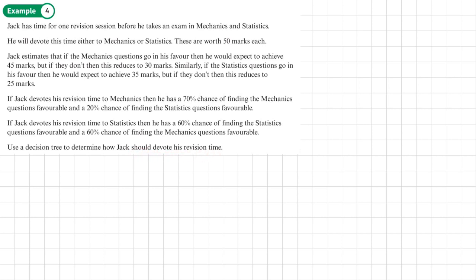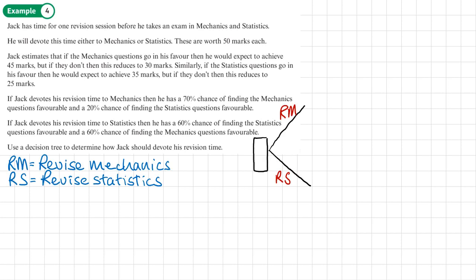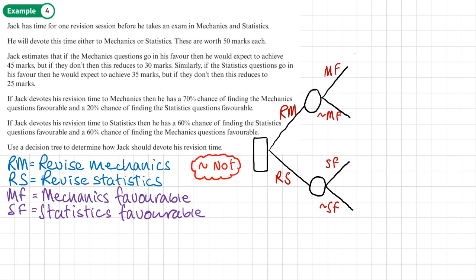Okay, let's start by drawing a decision tree. So the first branches coming out of the first decision node is going to be whether he's going to revise mechanics or statistics. I'm going to use keys as I go across this just to save space. So RM revise mechanics, RS revise statistics. Now we've put on here how favourable he's going to find the mechanics questions if he revises mechanics, or how favourable or not he's going to find the statistics questions if he revises statistics.